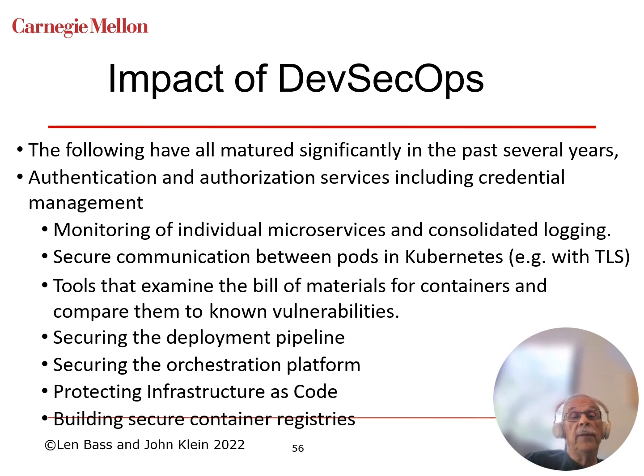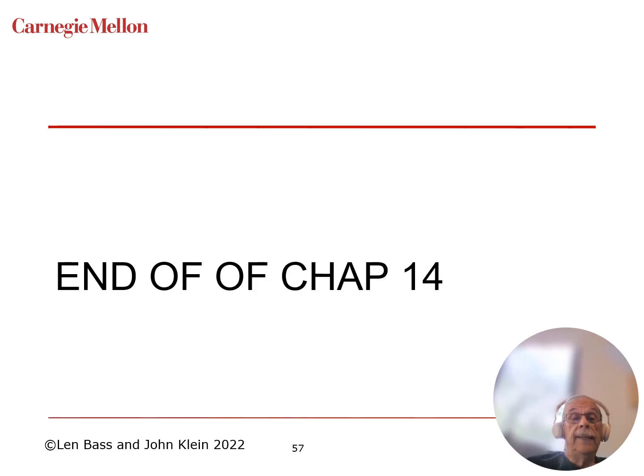Okay, so there are a number of tools and processes that have matured since it became DevSecOps. Authentication and authorization services have matured. Monitoring of individual microservices and various types of logging have matured. Secure communication in Kubernetes is something that's happened since it became DevSecOps instead of DevOps, and so on. There's a list there. And that's the end of this chapter.